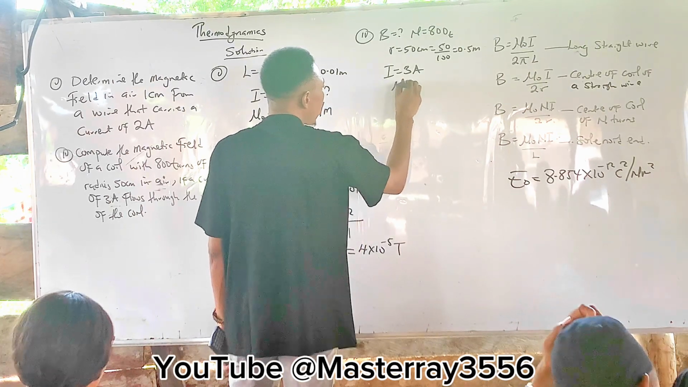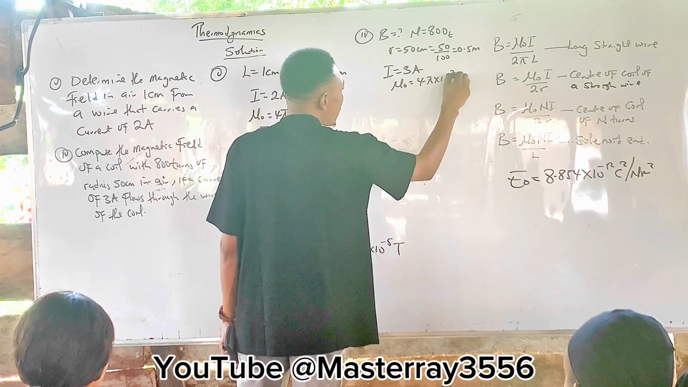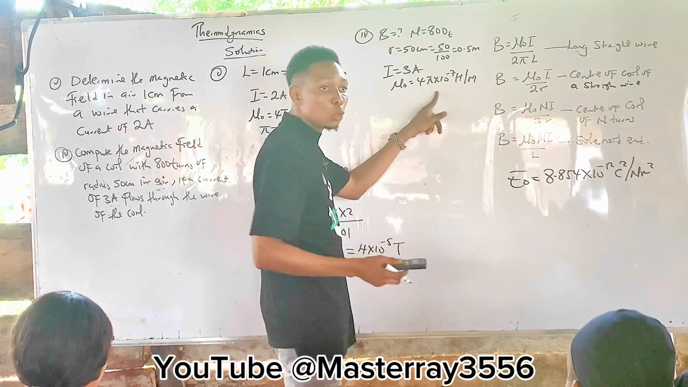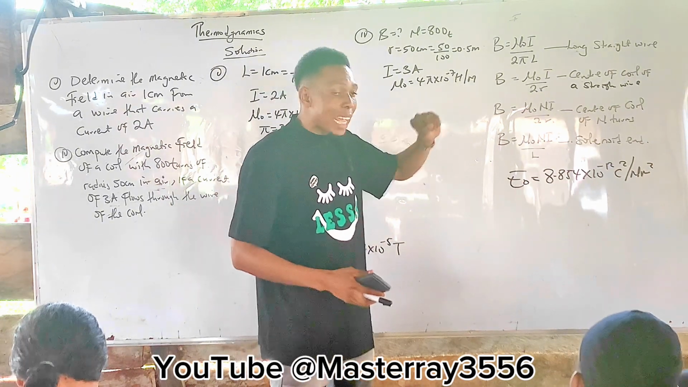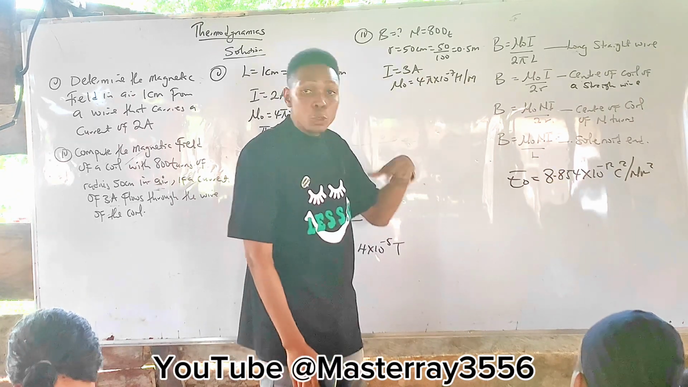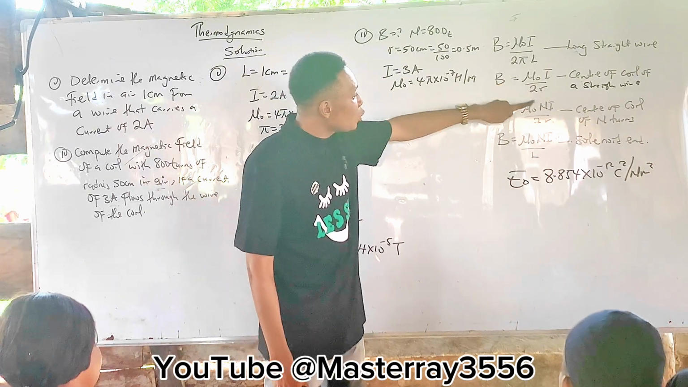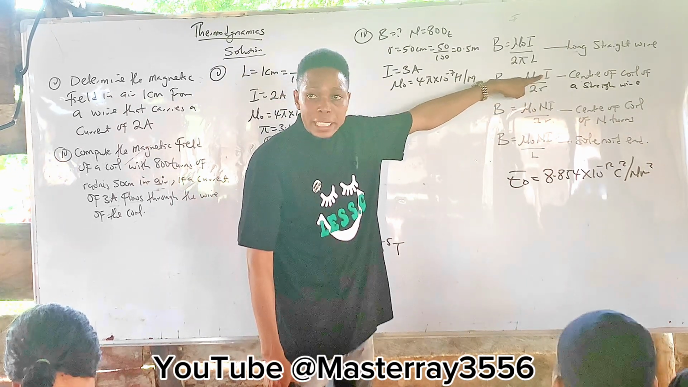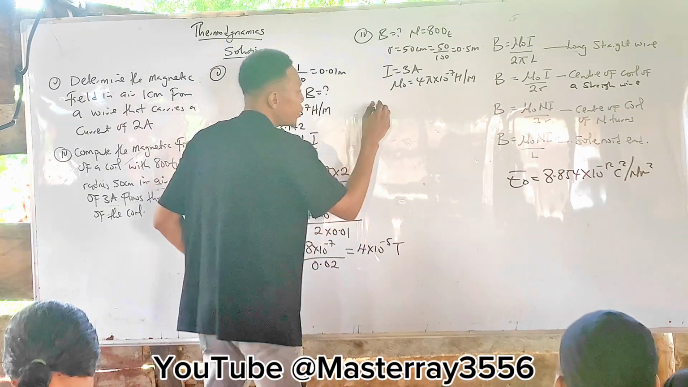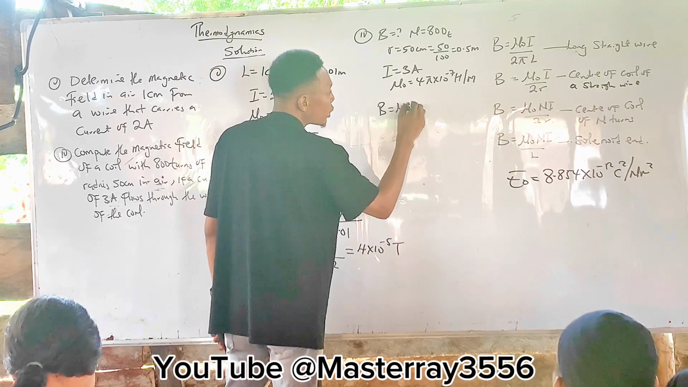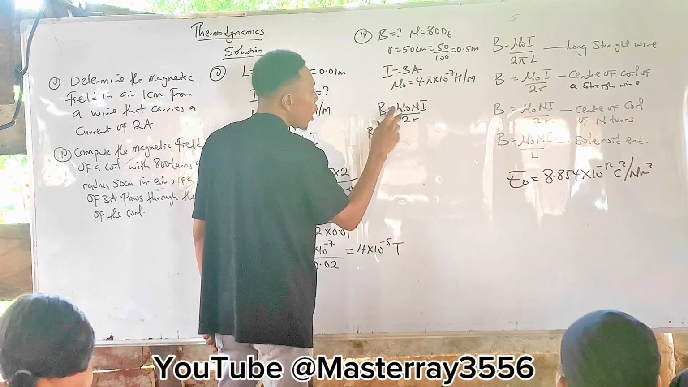Don't forget mu naught is constant, which is 4 pi times 10 raised to the power minus 7 henry per meter. Hope you are getting used to this now. So from there, we are looking for B. Now these are the formulas I gave to you. Don't forget, this one deals with radius, and these are the only 2 formulas that deal with radius. And this one deals with number of turns. Is there number of turns here? So which one can I use? I can make use of this, right? So B is equal to mu naught N I over 2R.